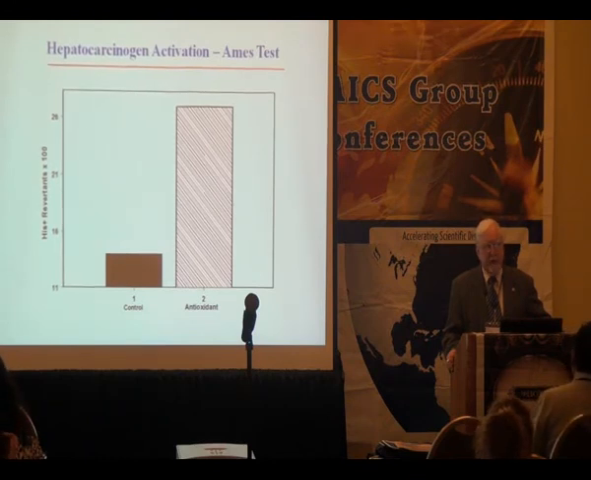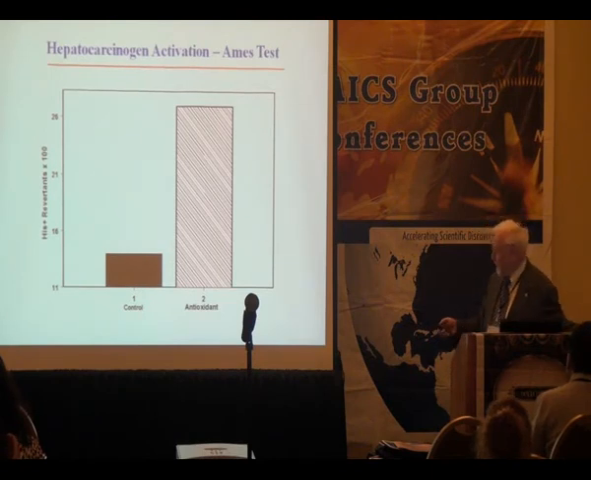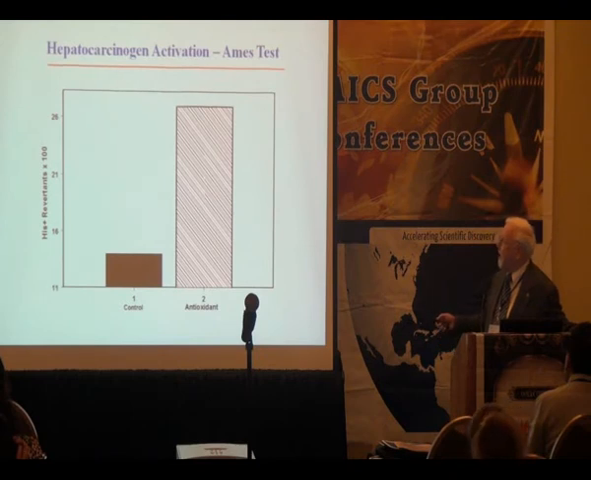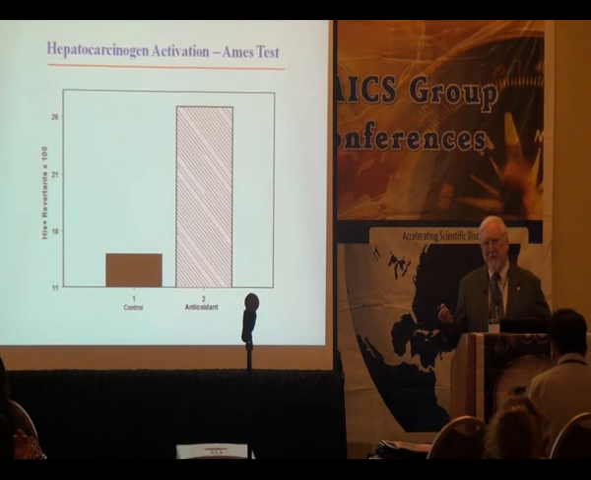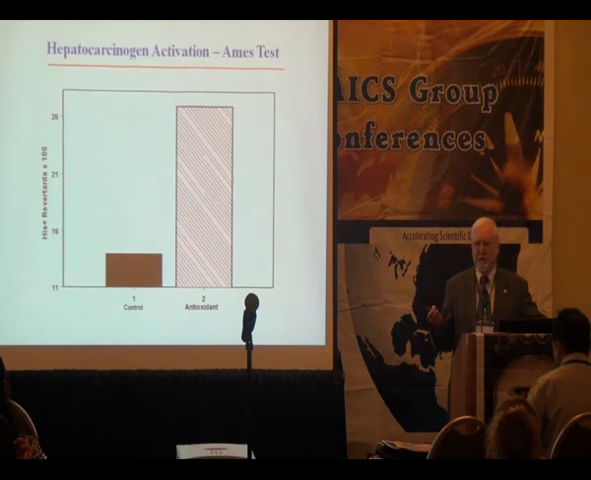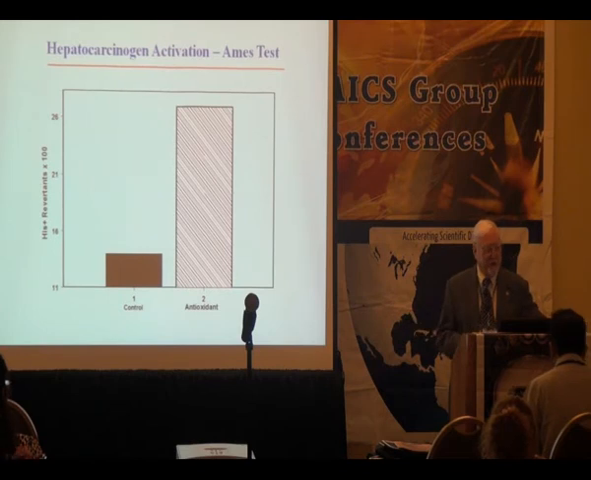carcinogen, 2-AAF, you can see that there is a mutation frequency here for the control, that is, the non-antioxidant supplement, and here a very marked increase in activation of the carcinogen with the antioxidant supplement. So this antioxidant may be acting as a double-edged sword, in that it does protect against UV carcinogenesis, but it perhaps predisposes the host to some other type of carcinogenesis.